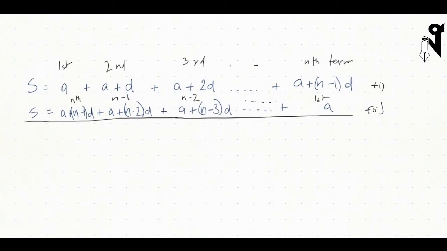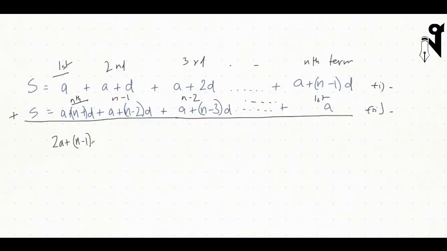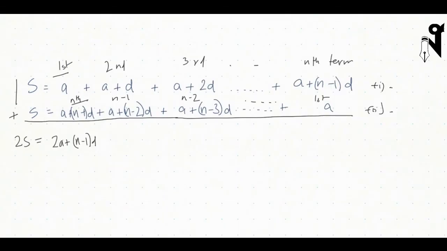So if I take a sum of two equations, equation number 1 plus equation number 2, let's say adding the first term and the nth term, I get 2a plus (n minus 1) times d. So also if I add the left hand side over here, S plus S, that is 2S. So I have 2S, and the first term is 2a plus (n minus 1)d.